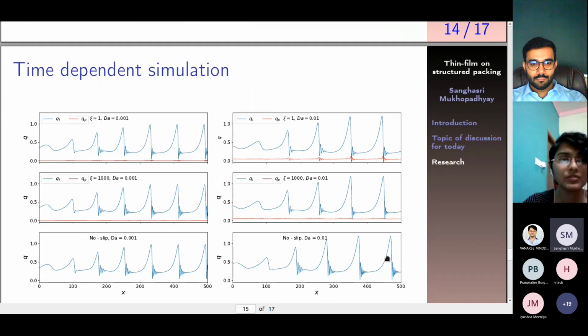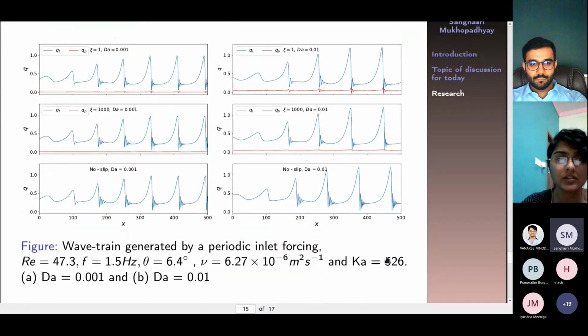So then we have moved to some time-dependent simulations. We have periodic inlet forcing, and we have the open flow condition, which is a no flux condition. We have done this simulation for Reynolds number up to almost 50, resembling the experimental data by Liu and Gollub. So we have taken the same inclination angle, frequency, viscosity, and Kapitza number to check the values.